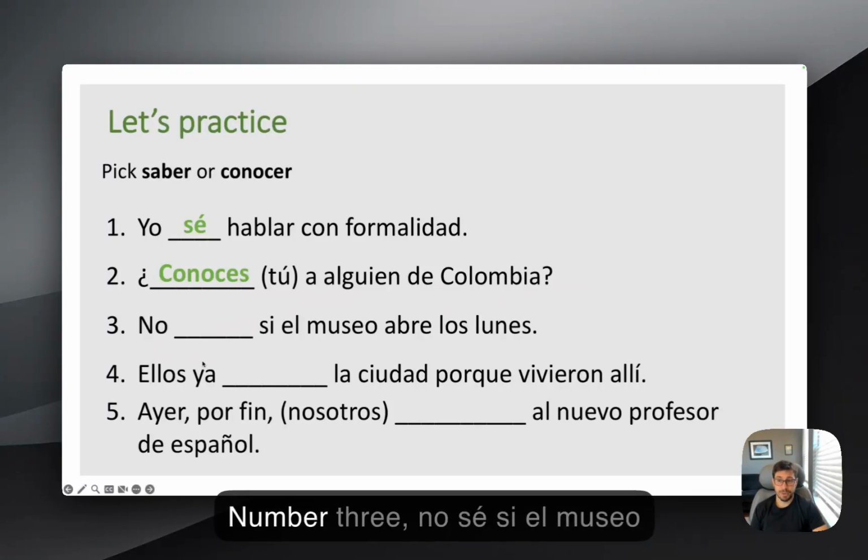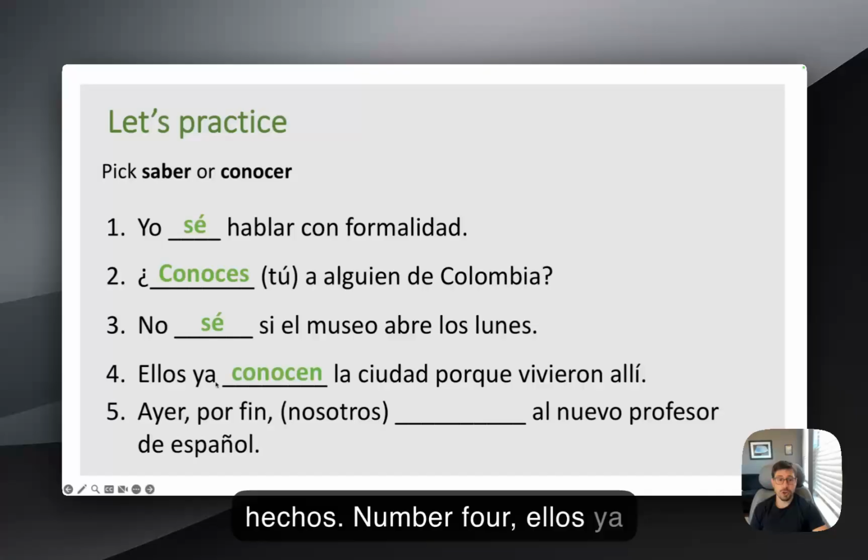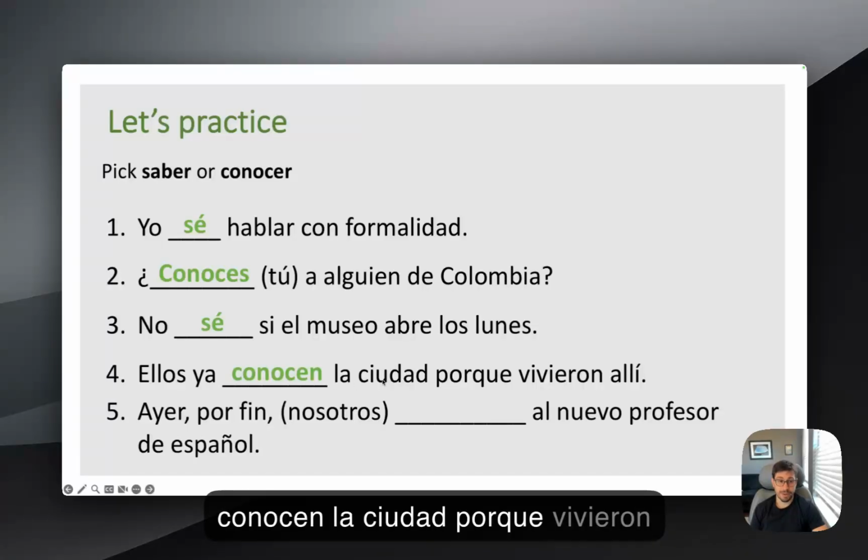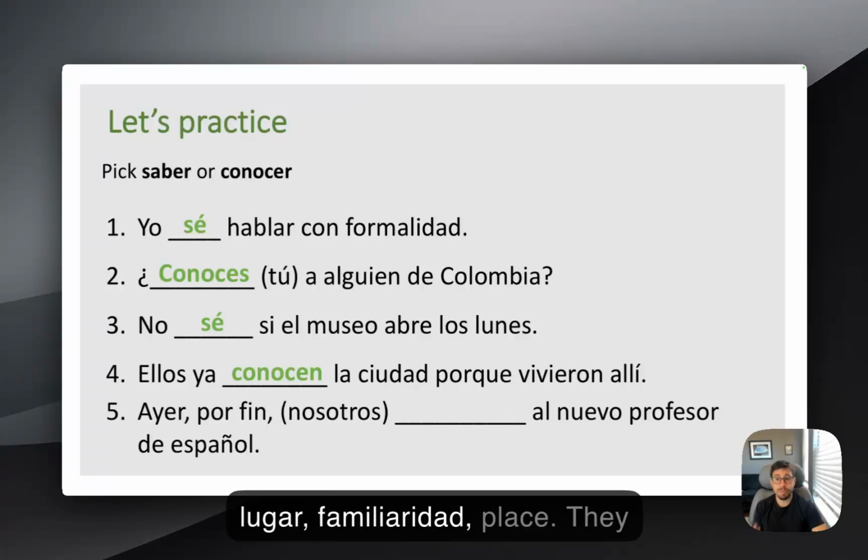Number 3, no sé si el museo abre los lunes. Information, facts, hechos. Number 4, ellos ya conocen la ciudad porque vivieron allí. They already know the city, so lugar, familiaridad, place. They know this place, they've lived there.